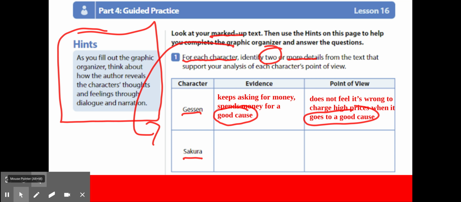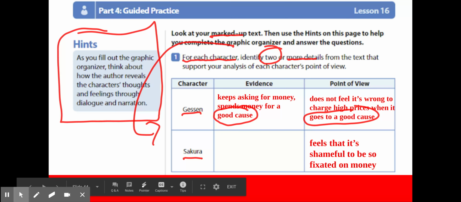So, but her point of view, though, even though I can look at it and say it's a waste of money, the character's point of view is that it's shameful to be so fixated on money. So, what can I go back to the text and find that says where she thinks that being so fixated on money like Ethan is bad?